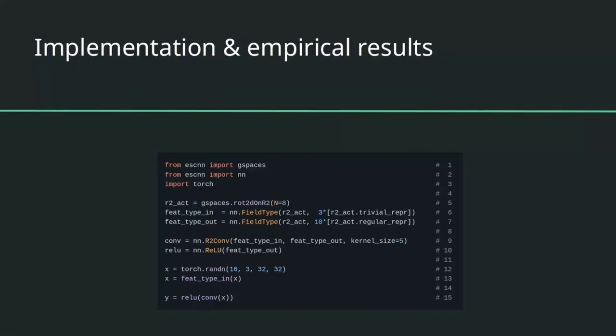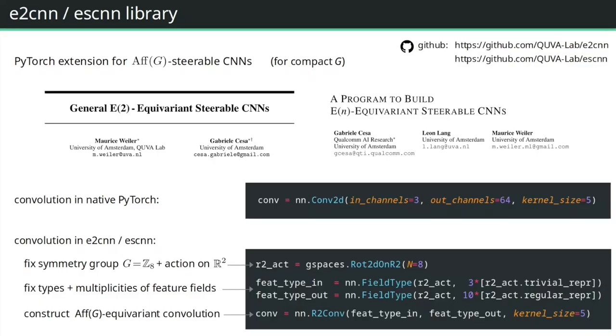Okay, some empirical results. As I said, we have this library, which is called, well, the first version was E2CNN. It's now called ESCNN, since we generalized it from the Euclidean group in two dimensions to general Euclidean groups. You have the GitHub link on the top right. And Gabriele, I want to mention, is the guy who's really keeping that up and extending the library, and he does lots of work.